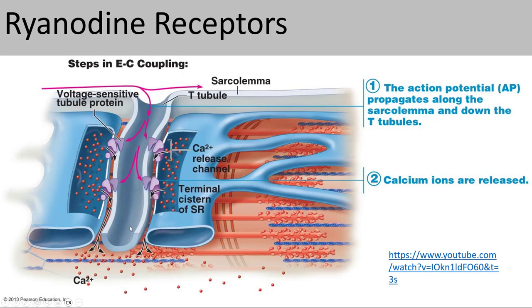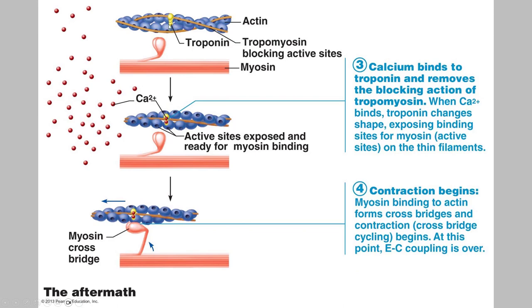Let's quickly sum that whole thing up. Action potential comes down a muscle cell. The action potential travels down a T-tubule and causes the ryanodine receptor, which is just a voltage-gated calcium channel, to open. Calcium inside the terminal cistern of the sarcoplasmic reticulum rushes out. Calcium is now inside the muscle cell. It binds to troponin, causing troponin to change shape and bend forward. That pulls tropomyosin with it, exposing the active sites on actin, which allows the myosin head to attach, forming a cross bridge.